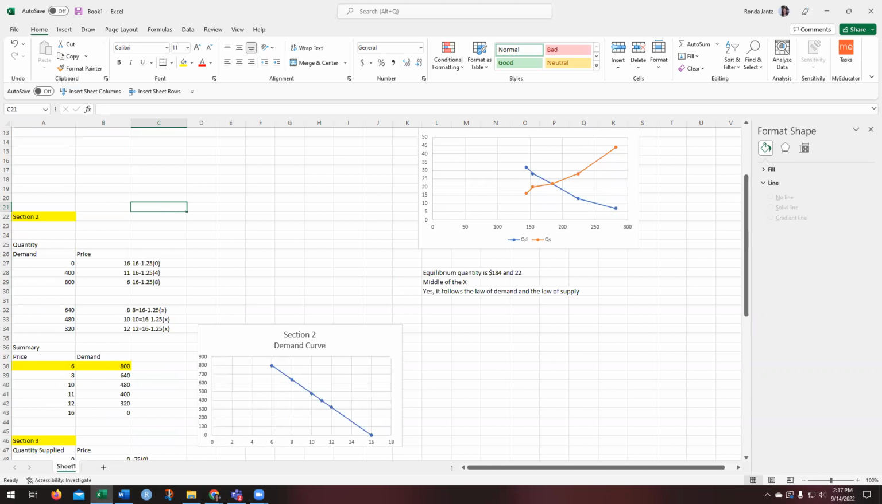I'm going to move on to section 2 now. This part requires you to do just a little bit of math. The first part talks about 0, 400, and 800 PlayStations, and it gives you this formula. I'm going to write it here: demand Q equals, this is our demand function, minus 16 minus 1.25 Q. And you're going to see that in the classroom right here as well.